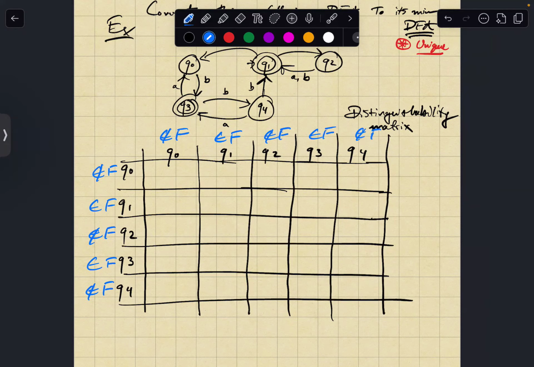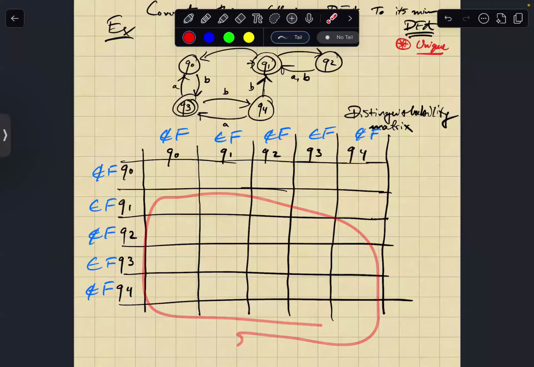Okay. And now the other thing that's going to speed this up a little bit is noticing that this matrix is symmetric, right? So if you just focus on the lower triangular part of the matrix, then it's going to give you the same result as if you focused on the upper triangular part of the matrix, because distinguishability is commutative. So if P is distinguishable from Q, then for sure Q is distinguishable from P, right?